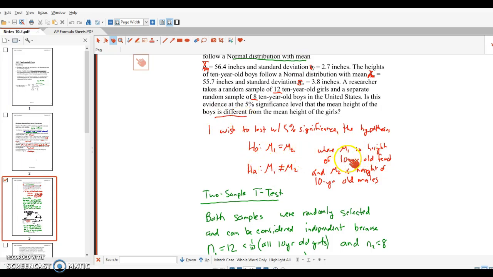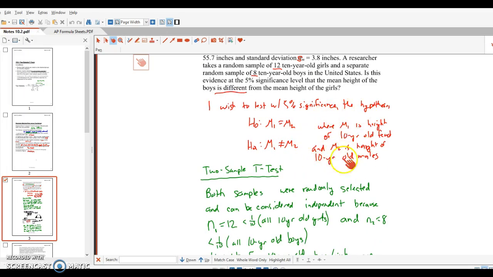Okay, and then define mu1 and mu2, where mu1 is the height of 10-year-old females and mu2 is the height of 10-year-old males. You could use different subscripts that would be self-explanatory here. So F for females and M for males, or G for girls and B for boys, and not have to do as much explanation here.